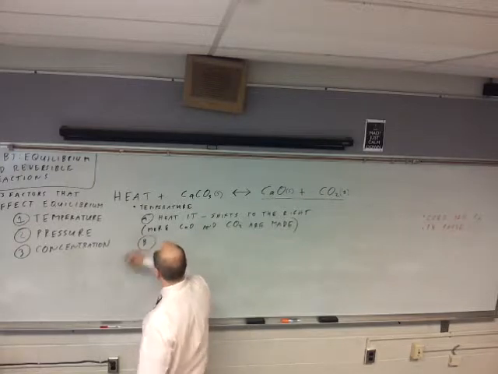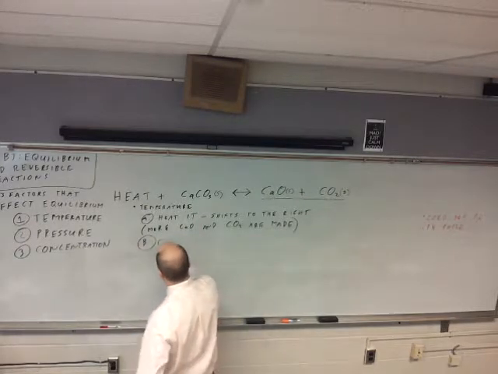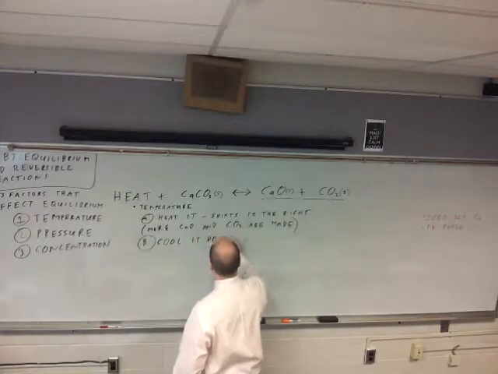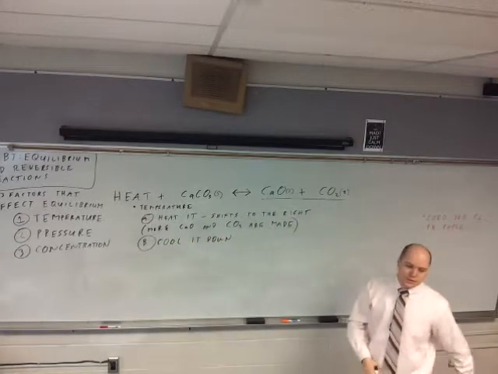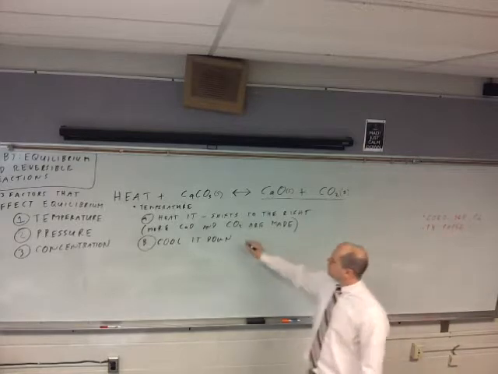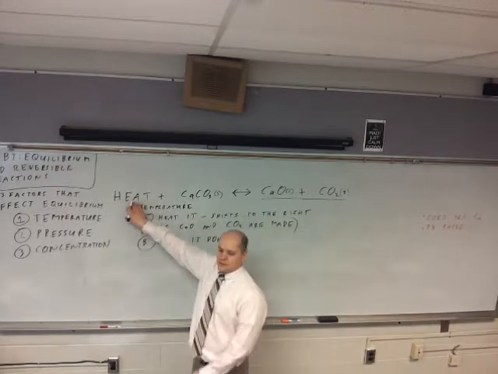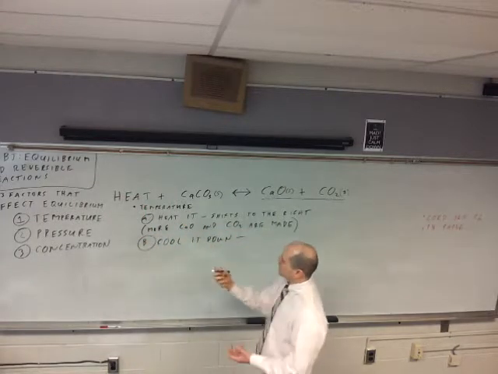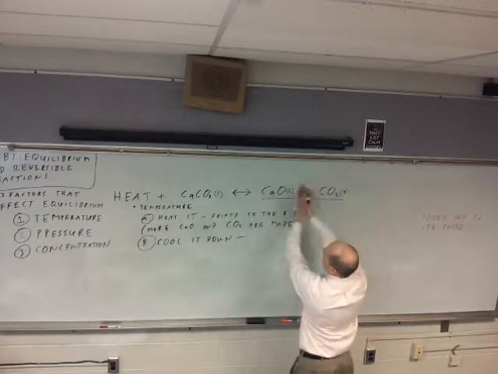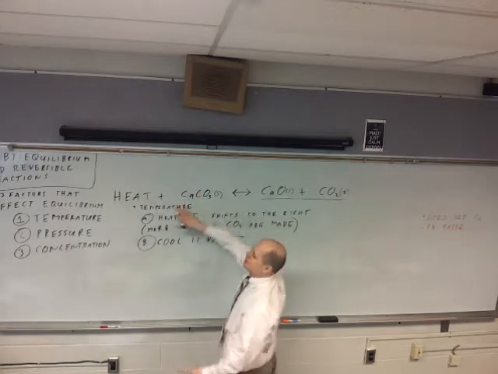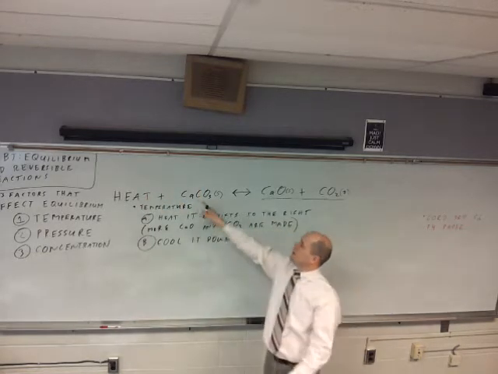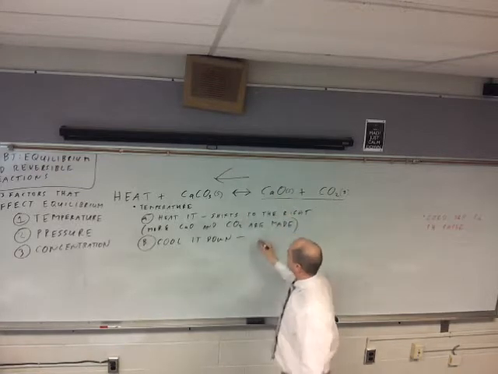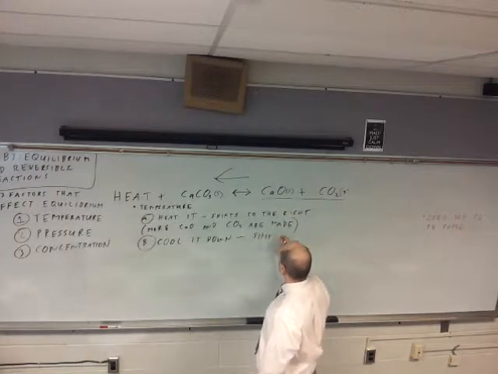All right, B, our other choice here is we cool it down. So it's like we take our jar with our stuff in it and we stick it in the refrigerator. And when you cool something down, heat's coming out of it. So it's kind of like we're taking away something on this side of the equation. So when we take heat out of the system, more of these things are going to combine to make more stuff on this side of the equation. So heat's going to be given off and calcium carbonate is going to be produced. It's going to shift to the left.